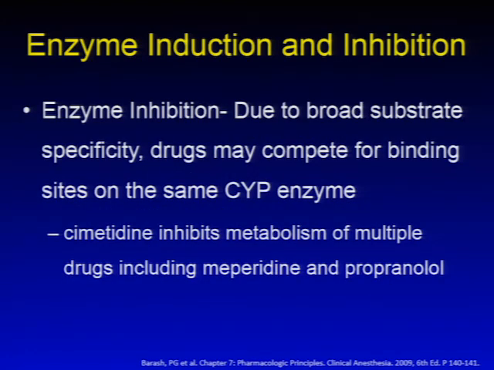Enzyme inhibition, on the other hand: because these enzymes have a very broad substrate specificity, the drugs may actually compete for binding sites on the same CYP enzyme. An example of this is cimetidine, which inhibits the metabolism of multiple drugs that we use, including meperidine and propranolol.